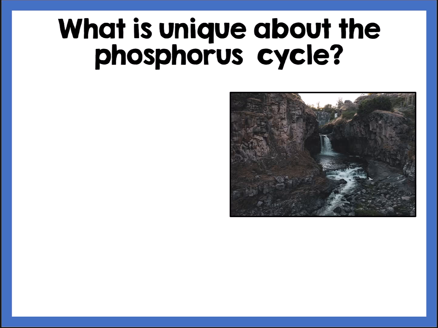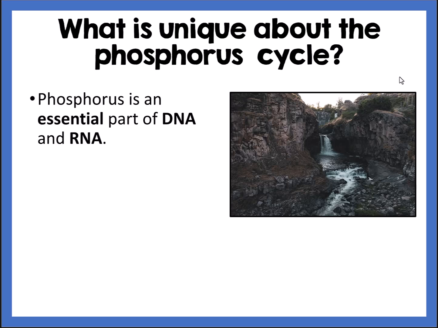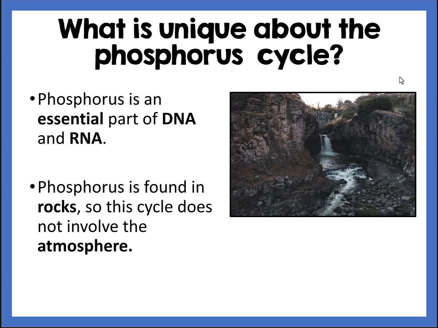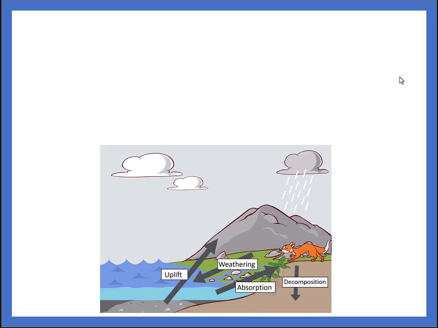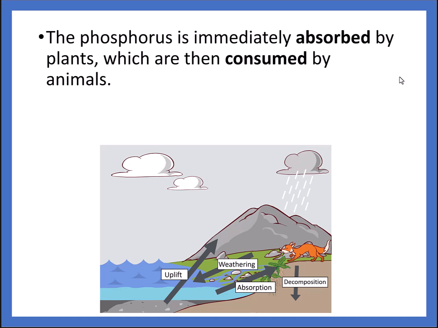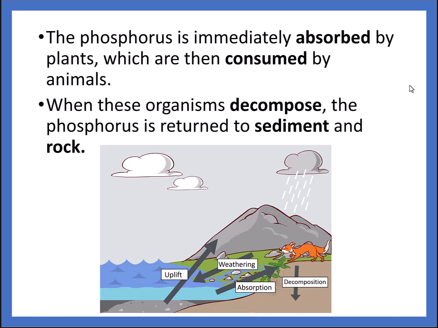And we'll finish up here with the phosphorus cycle. Phosphorus is an essential part of DNA and RNA. Phosphorus is found in rocks, so what's unique about this cycle is it does not involve the atmosphere. Carbon and nitrogen cycles so far have both involved the atmosphere. When rocks are weathered through rain and erosion, dissolved phosphorus can enter bodies of water or soil. The phosphorus is then immediately absorbed by plants, which are then consumed by animals. When these organisms decompose, the phosphorus is returned to sediment and rock.